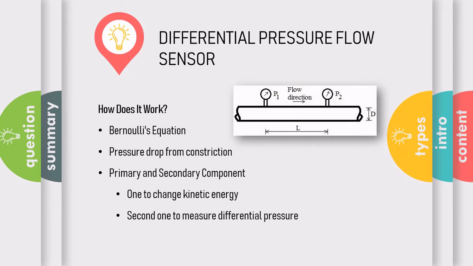Differential pressure flow meters are the most commonly used flow meters. They work by making use of Bernoulli's equation to measure the flow rate. The differential pressure flow meter provides a constriction in the pipe, causing a pressure drop across the flow meter. The higher the flow, the higher the pressure drop. The differential pressure flow meter has two components, one that changes kinetic energy and the other to measure the differential pressure, which produces a signal that can be changed to get the desired flow rate.